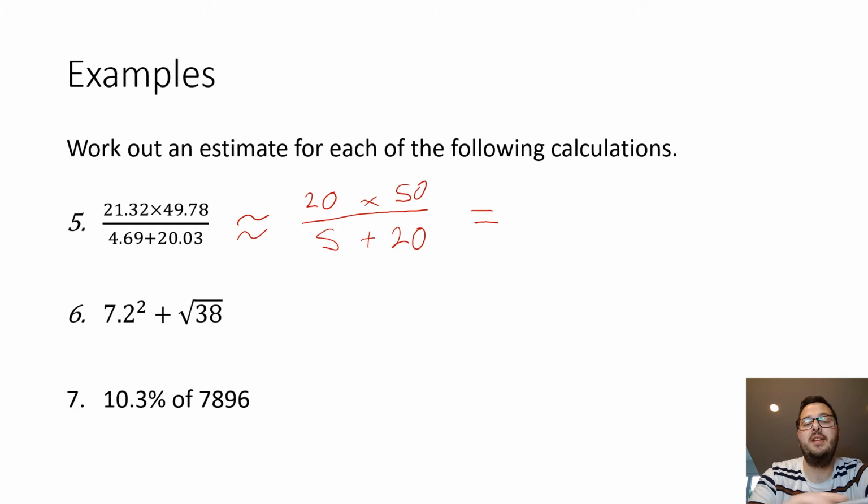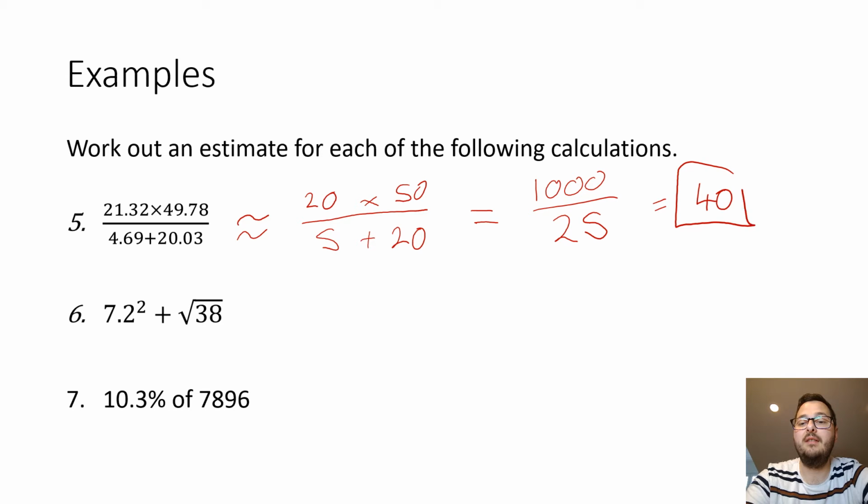Okay, great. Now 20 times 50, well, there's a few ways of doing this, but 50 times 2 is 100, so 50 times 20 would be 1,000, divided by 25 is 5 plus 20, and that is going to give you 40. Okay, so out of interest, you could stick these in the calculator and see how close you get, but that's a pretty alright estimate, I reckon.